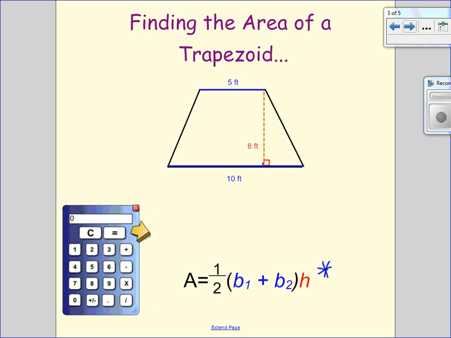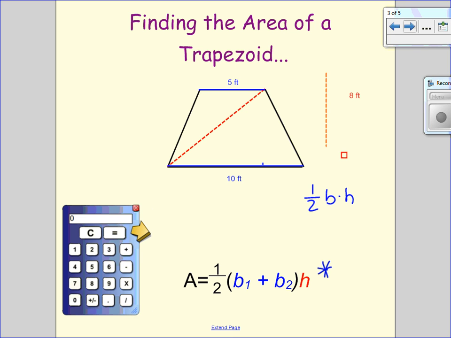Think about it this way. We can divide any kind of quadrilateral, including a trapezoid, into two triangles. So I'm going to move this height out of the way so we can see that better. Two triangles. They're not the same triangle, but they're two different triangles. And if we remember, the formula for the area of a triangle is 1/2 base times height, right?